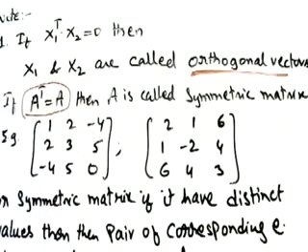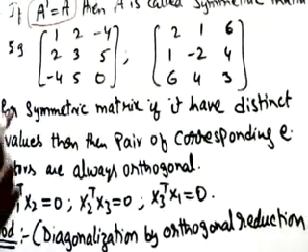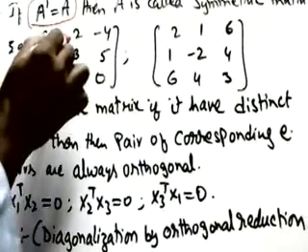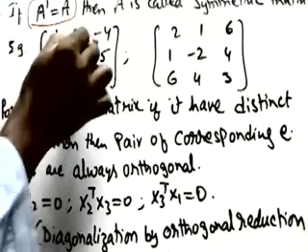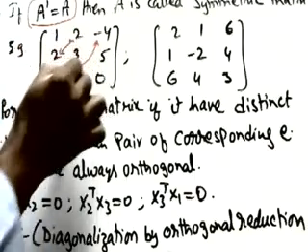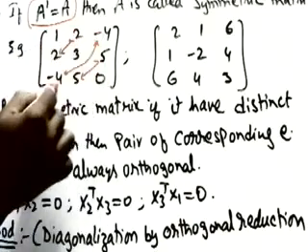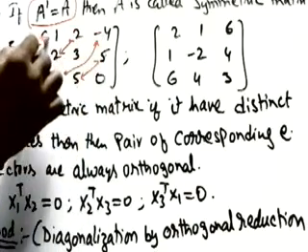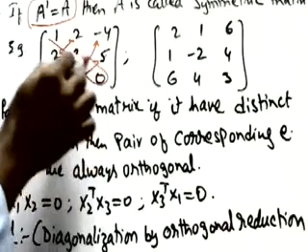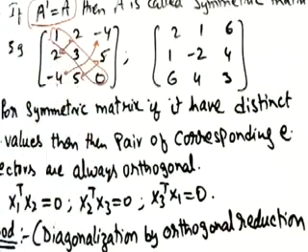Second: if A transpose equals A, then A is called a symmetric matrix. See an example, you must understand the symmetric matrix. These two values will always be equal. You see this two equal, this two equal, and this two equal: both 2, both -4, both 5. Whatever the values in the diagonal, no problem.